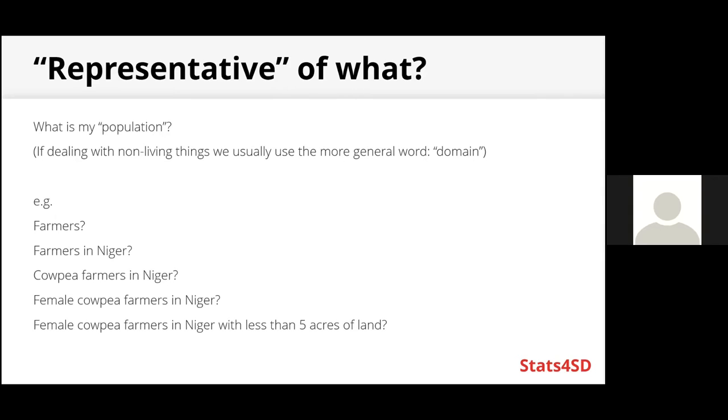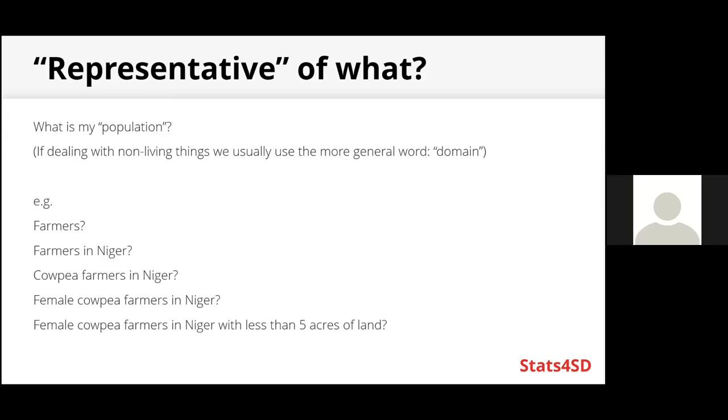Thinking of the criteria, thinking of this definition is very important because with each of those different subcategories, if we were to get a representative estimate of the average cowpea yields, for example, all five of those different criteria would give us a different estimate. If we had all farmers in the world versus all farmers in Niger versus just the cowpea farmers in Niger versus just the female cowpea farmers in Niger and so on. So we have to think quite carefully when we come to define our inclusion criteria, who is going to be in, who is going to be out.